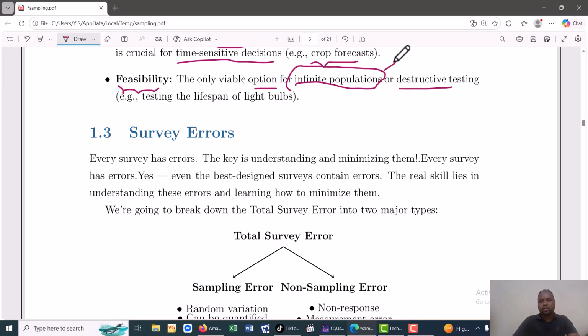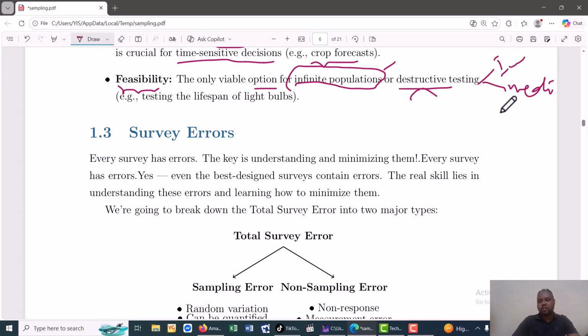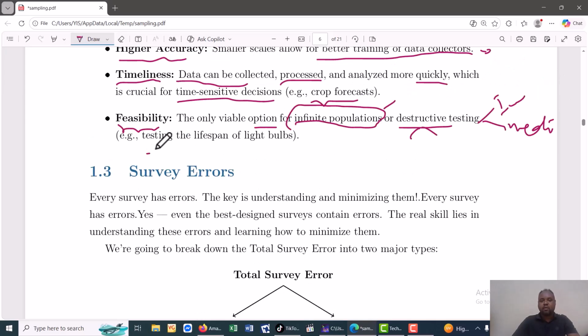We do have two things here. We don't have any option other than considering sample survey for the population which is infinite. The other way is, if the condition is destructive, we only proceed our investigation through sample survey only, such as in industries, medicines, right? For example, testing the lifespan of light bulbs calls for sample survey.